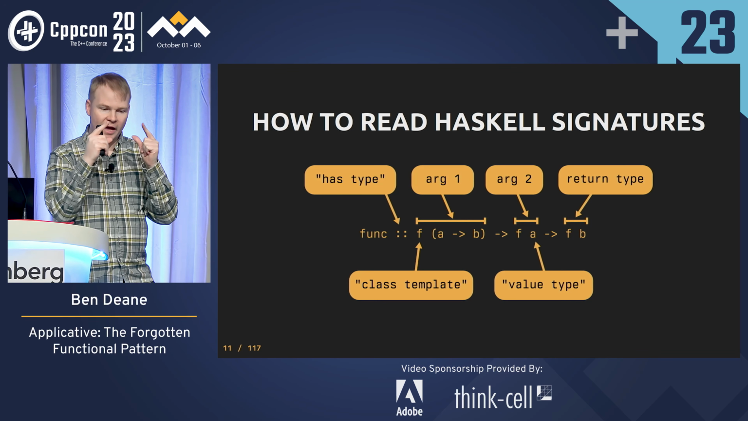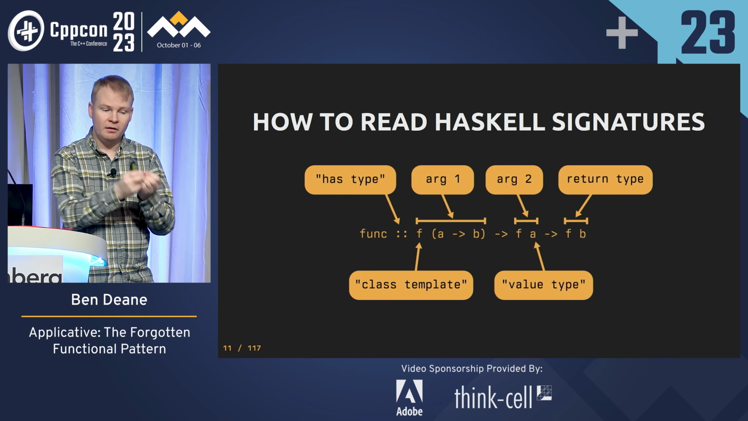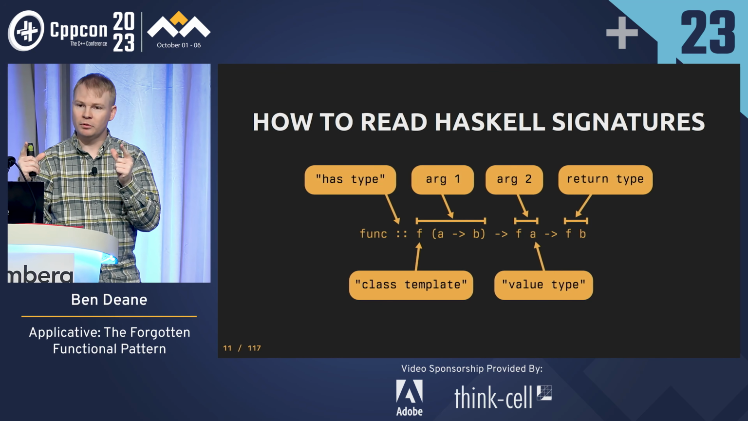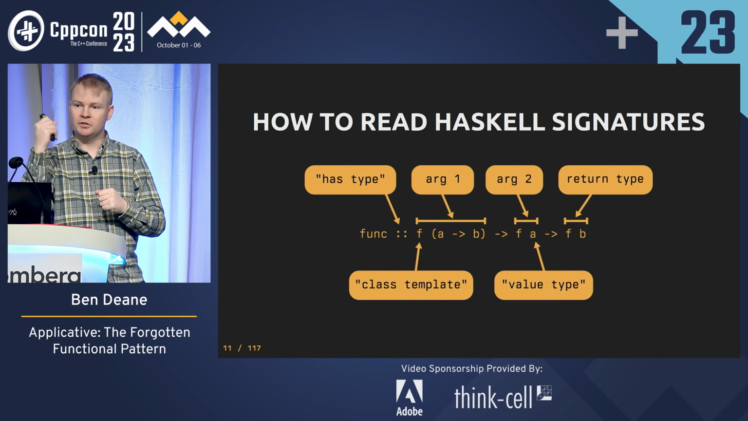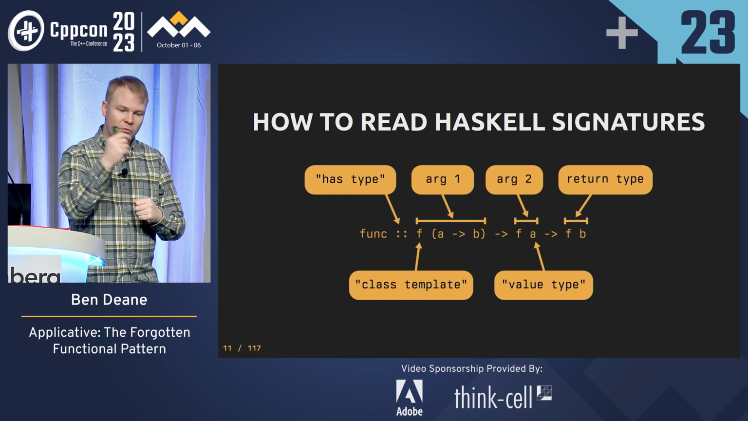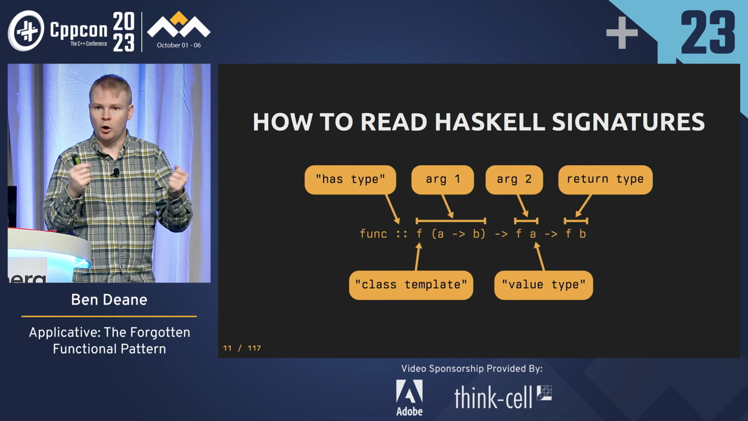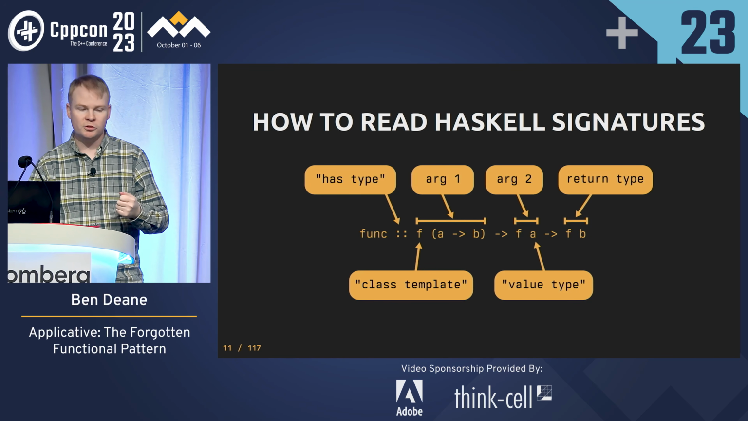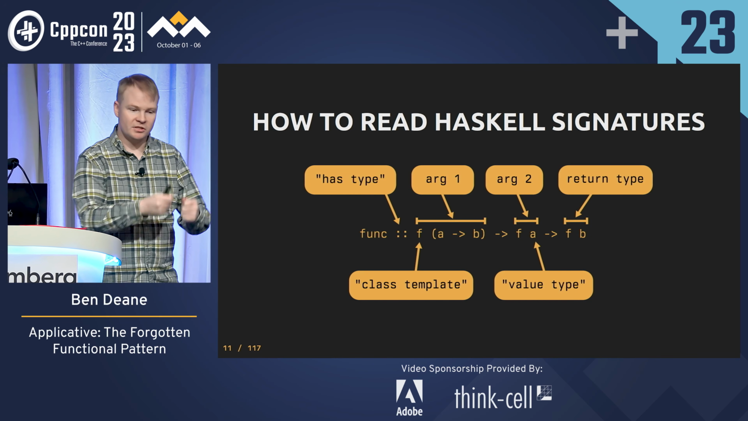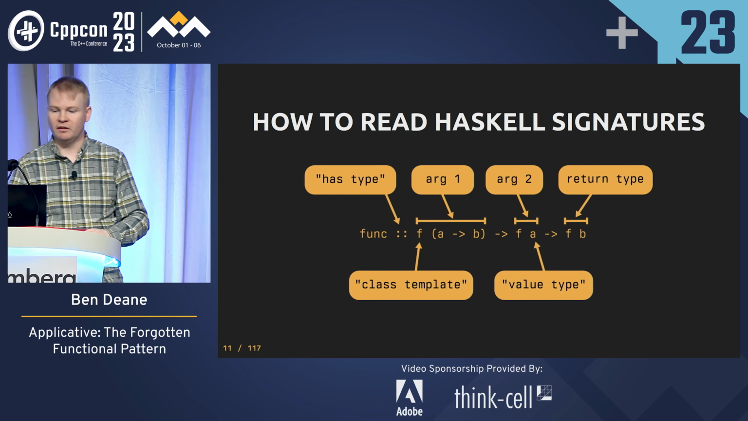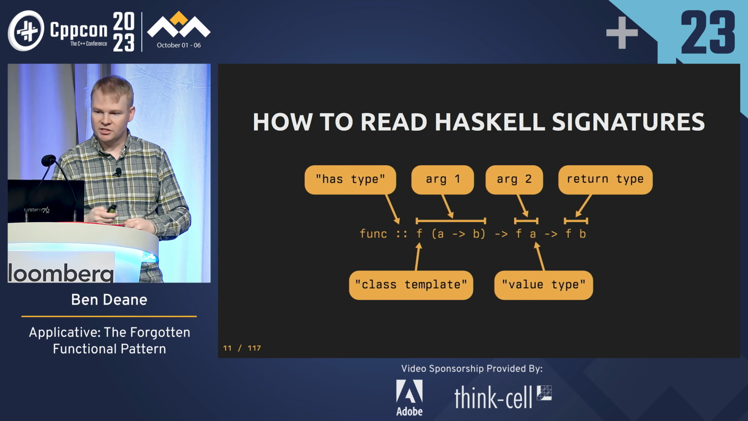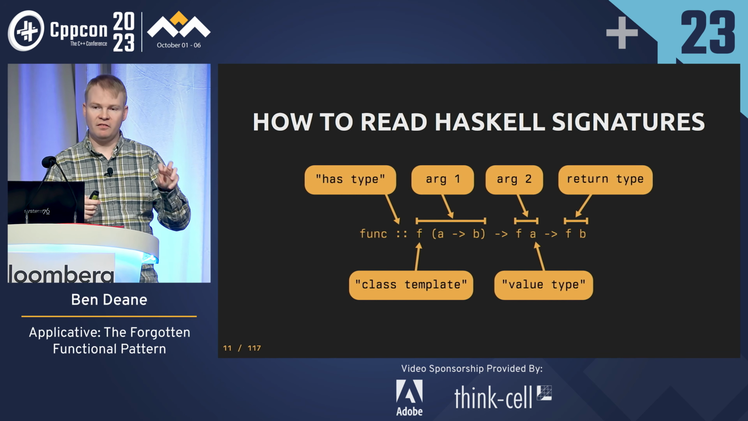So f is like our class template here. A arrow B is itself a function type, a function from A that returns a B. And then we've got f of A, that's like optional of int, where f is optional and A is int, the value type inside the optional. And then the return type is f of B, again a functor type like optional. Okay, so functors have fmap.